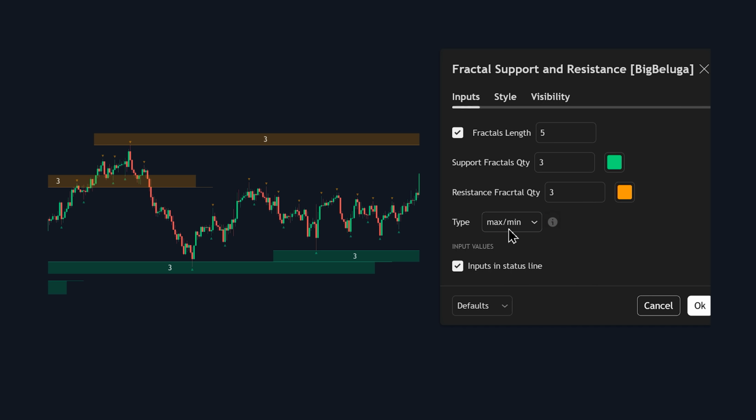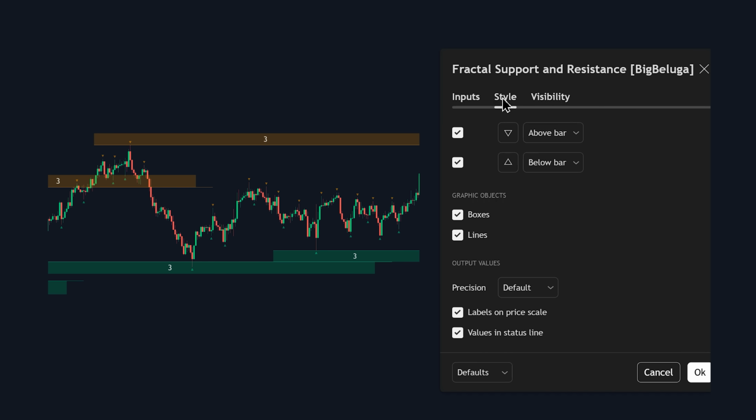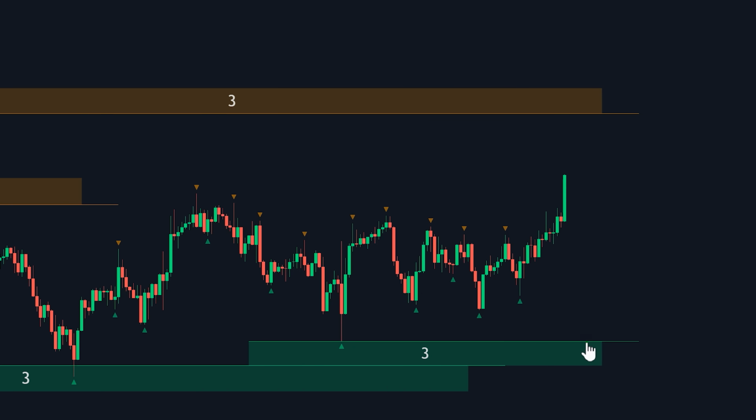On the Style tab, you can leave the triangle markers above and below bars to visualize where each fractal printed, and keep boxes and lines on so you see the zones cleanly on price. Labels on the price scale and values in the status line just make it easier to track. I'm going to keep the defaults, set type to average for a balanced read, and click OK. Now back to the chart.